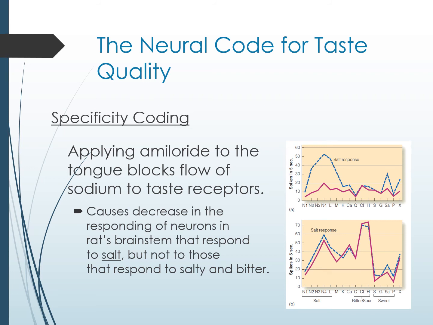So we see a decrease in the responding of neurons that respond to salt, but not to neurons that are responding to salty and bitter. If we look in B, this is a different neuron and it's responding to salty and to bitter, and its blue dashed line is what it normally responds to. So we see the pop up at salt and at bitter sour, and at the pinkish purple line after they have applied amiloride to the tongue, that's having no influence on the response of this particular neuron, which suggests, again, that those specific neurons are responding to specific taste qualities, suggesting a specificity coding.